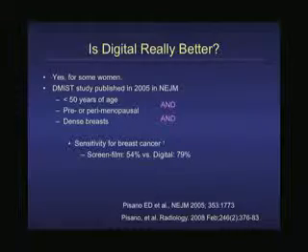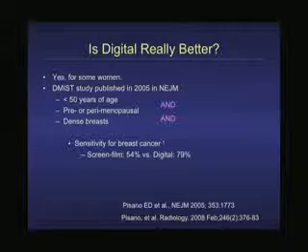But is digital really better? You heard a lot going on with the papers that had come out, and the answer is yes for some women. There is a small group. The DMIST study, the Digital Mammographic Imaging Screening Trial, was published in 2005 and said that for women under the age of 50, if they were pre or perimenopausal and had dense breasts, digital was more sensitive.